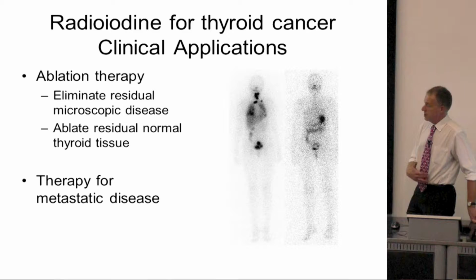So for the majority of patients, it's an adjuvant treatment, and they do very well and they're cured and go on to live a normal life. We have a small minority of patients who do present with metastatic disease that has spread, most commonly to the lungs or the bones.